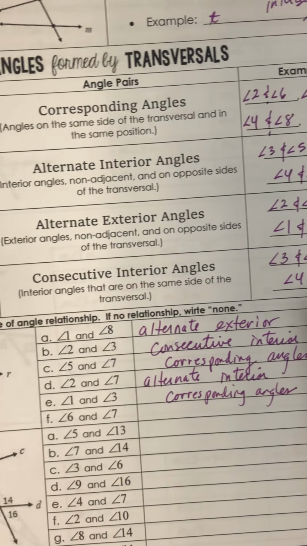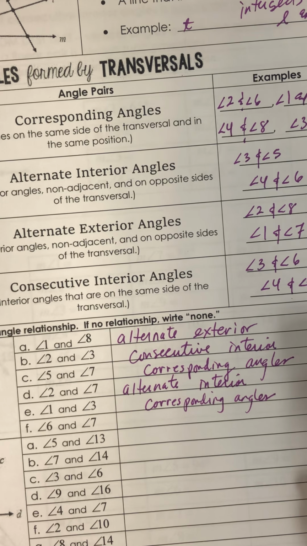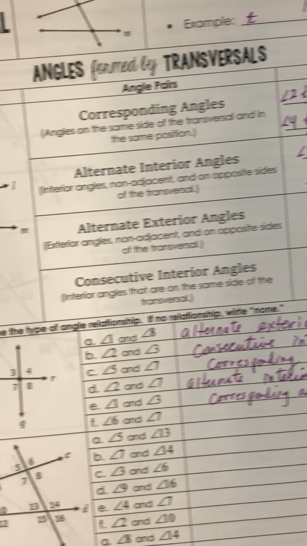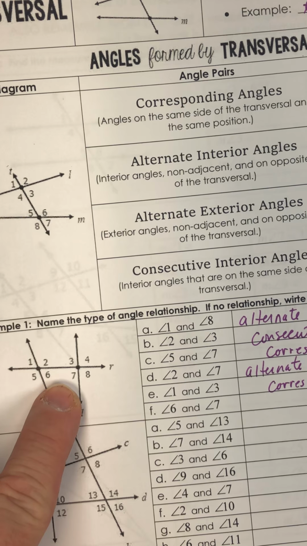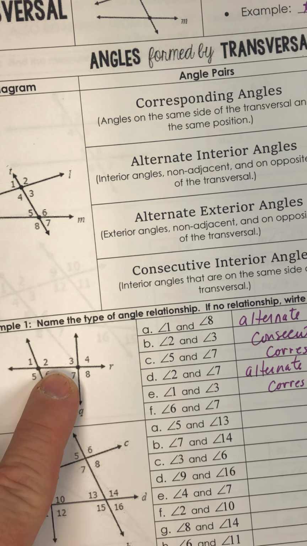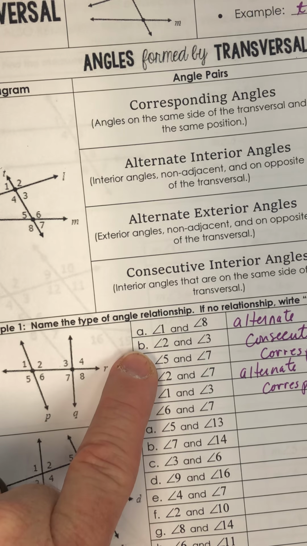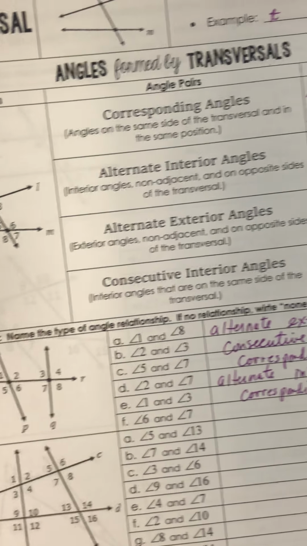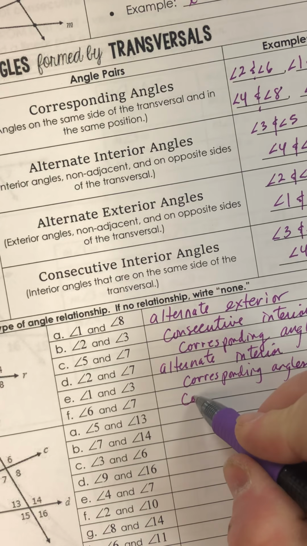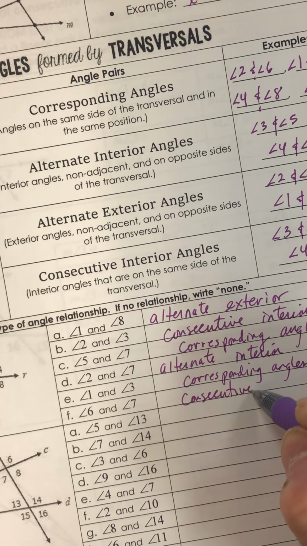Okay, those are corresponding angles. Then the last one, 6 and 7. Those look like the same as 2 and 3, which we had up here at B. So that would be consecutive interior.